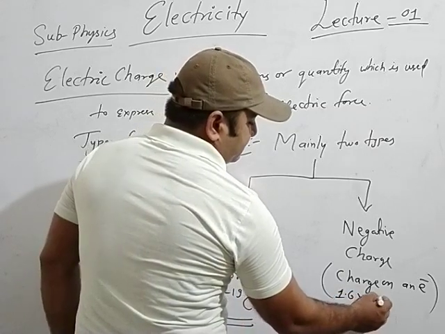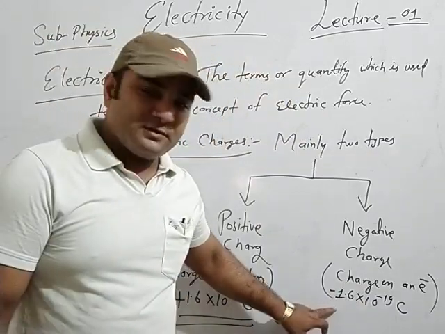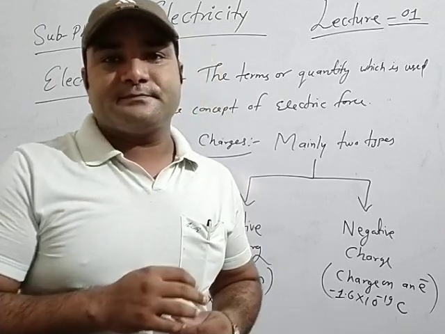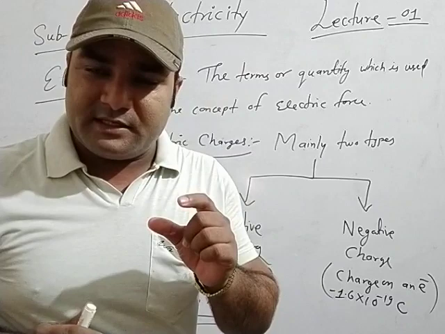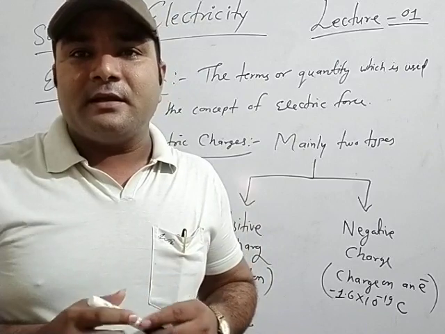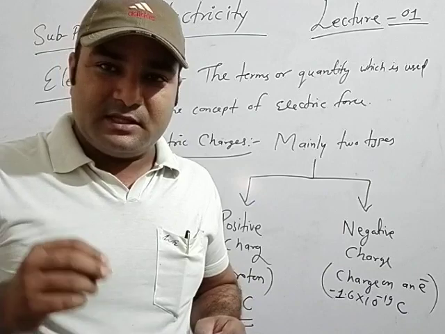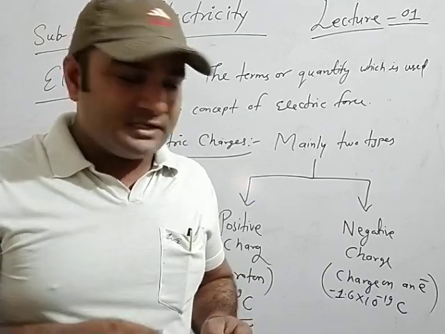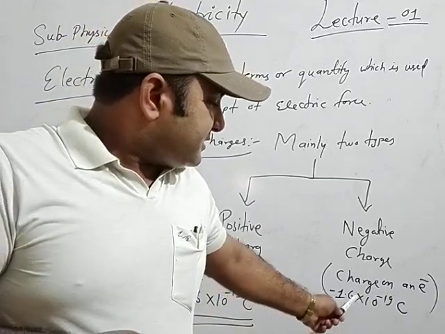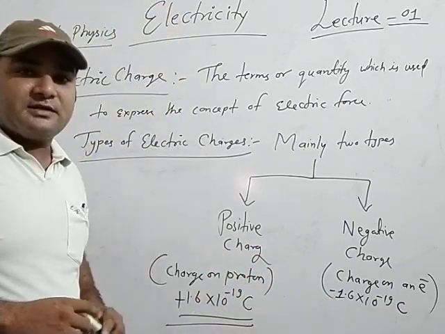1.6 into 10 power minus 19 coulomb, here with a negative sign. Whenever charge is taken with a negative sign, it is the charge on an electron. Electron means the fundamental entity of charge. It means charge can never be further divided into a part smaller than the charge on an electron. It means elementary charge, fundamental charge or basic charge, that is the charge on an electron, and its value is 1.6 into 10 power minus 19 coulomb. Here the minus sign means charge on an electron and the plus sign means charge on a proton.